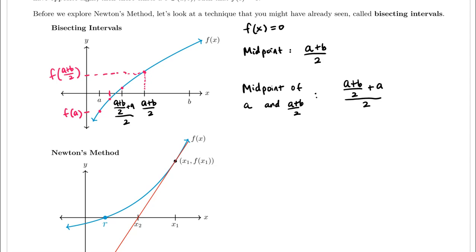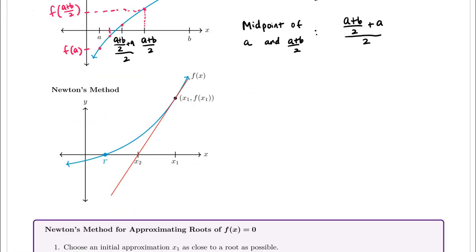So let's now talk about Newton's method as an alternative to this, because we didn't really use any calculus in the method of bisecting intervals. Once again, we have a graph of a function, and our goal is to find a root of that function. Here I'm calling that root r. What we're going to do is start off by choosing some x value that we think might be a good candidate for our root. I'm going to call this x value x1.